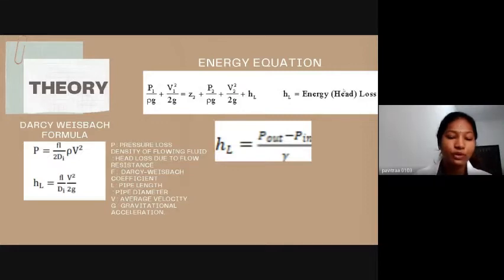Friction losses in pipe are termed major losses, which can be calculated by the Darcy-Weisbach formula, where P is pressure loss, rho is density of the flowing fluid, HL is head loss due to flow resistance, f is the Darcy-Weisbach coefficient, L is pipe length, D is pipe diameter, V is average velocity, and g is gravitational acceleration.